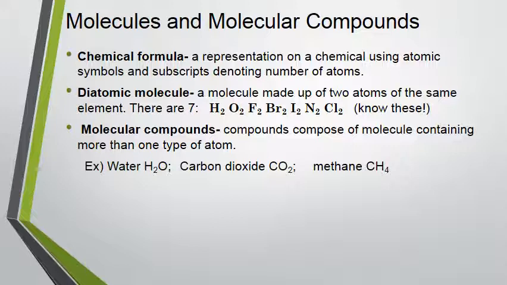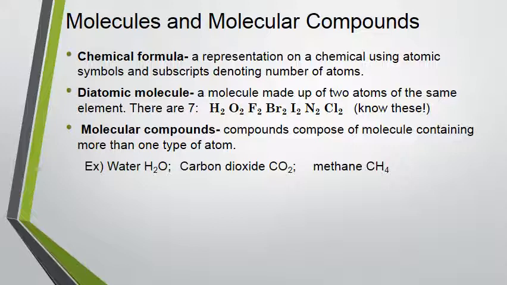So chemical formula is just a representation of a chemical using atomic symbols and subscripts denoting the number of atoms. So our atomic symbols would be our letter symbols for the atoms from the periodic table, and subscripts are just the numbers written small to the right of the element to show how many of that atom we are using.